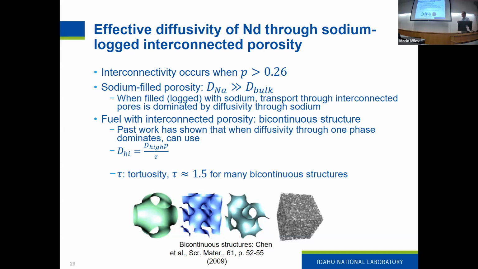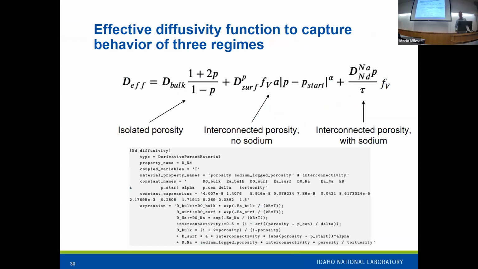There's been some past work that's shown that in a bicontinuous structure, when the diffusivity of one phase is much larger than the other, such as the case here with the high diffusivity sodium, then the effective diffusivity is well represented by this expression, which is basically the diffusivity of the high diffusivity phase times the porosity over a factor called the tortuosity, tau. And that's been shown to be about equal to 1.5 for a wide range of these bicontinuous structures. So we used that. We didn't try to run any new calculations ourselves.